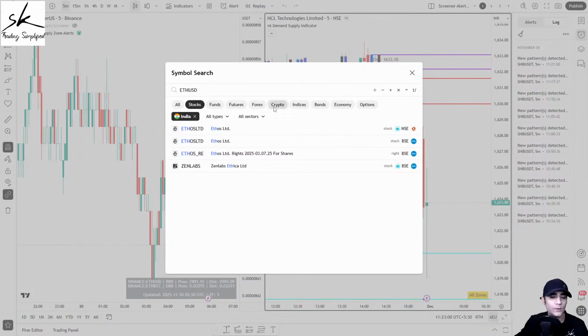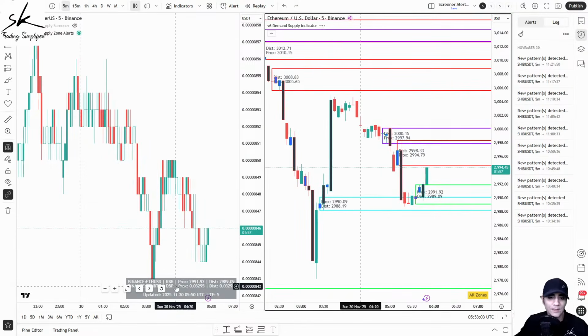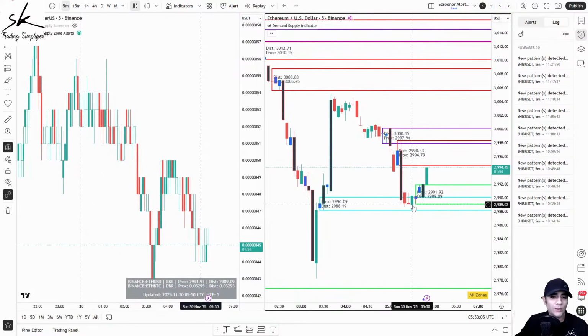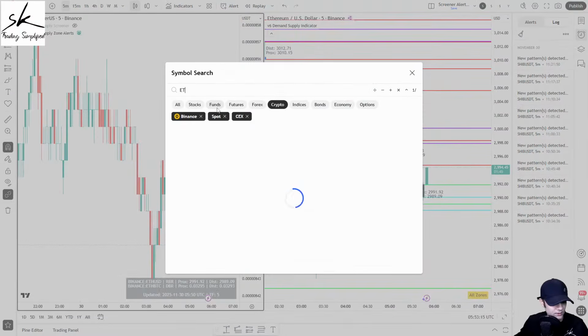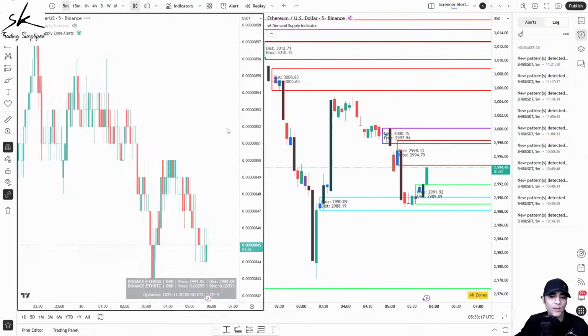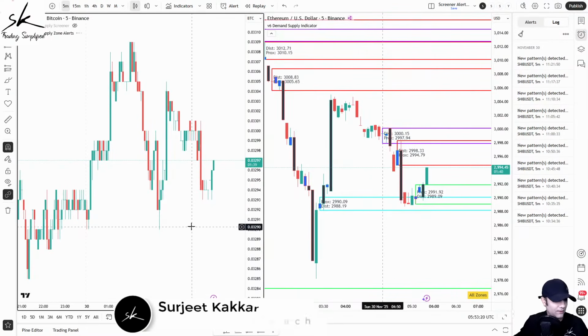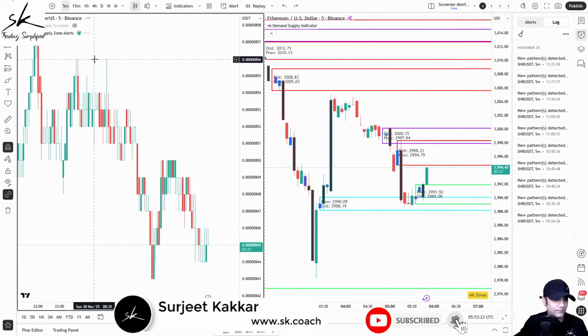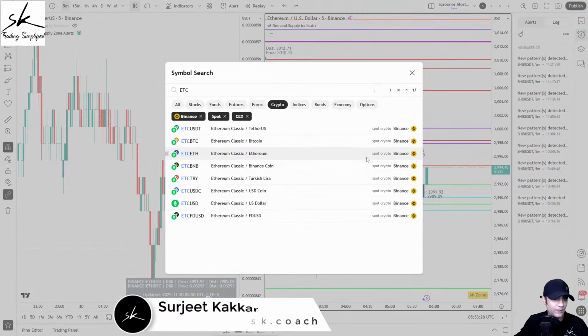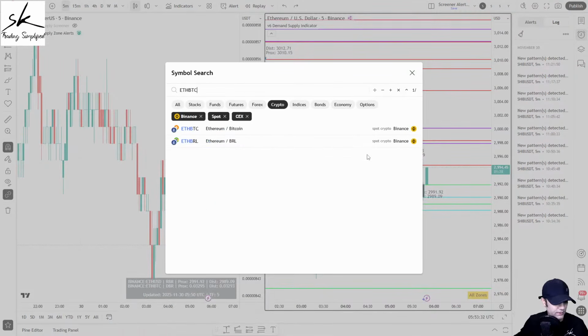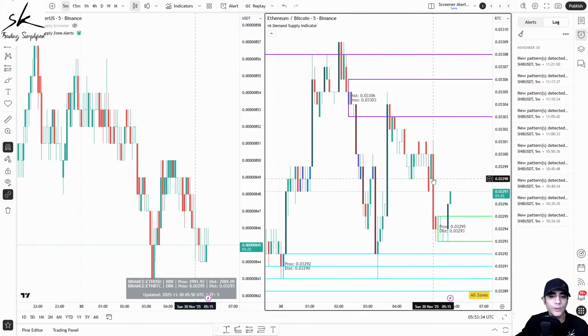So just as an example, if I go to ETH USD, let's go to crypto. And you can see it is telling me we have a rally-base-rally structure. You can see as soon as this rally-base-rally was formed, we immediately got the notification. And similarly, the other one is ETH-BTC. Here also you can see we have this drop-base-rally structure, and as soon as this drop-base-rally was formed, we immediately got the update for it.